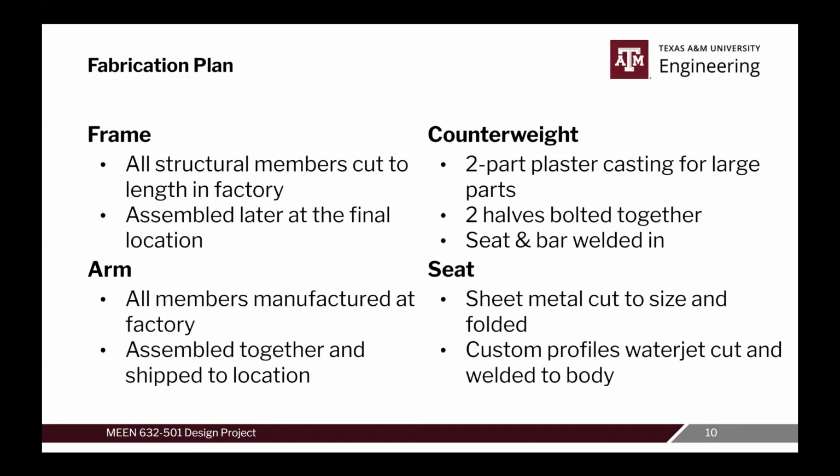For the counterweight, we will manufacture that through a two-part plaster casting system. That's very beneficial for large parts. And then those two halves will be bolted together, and then the seat and the bar kind of holding that rider will be welded in additionally. And then lastly, for the seat, it'll be made out of sheet metal cut to size in the factory and then folded to match our curvature, and then custom profiles will be water jet cut and welded to the remainder of the seat body.